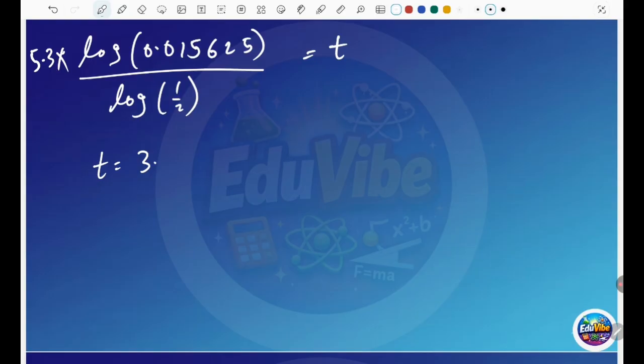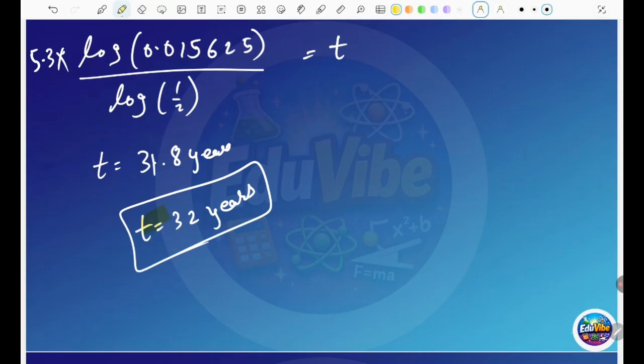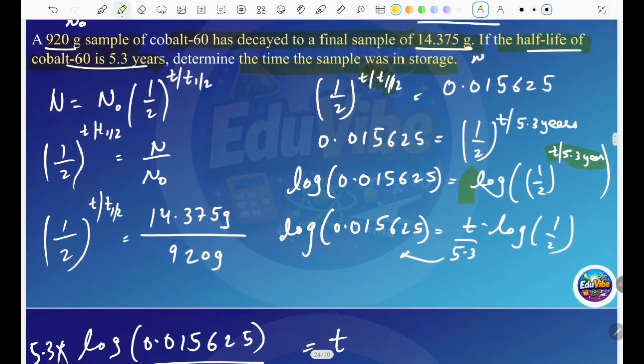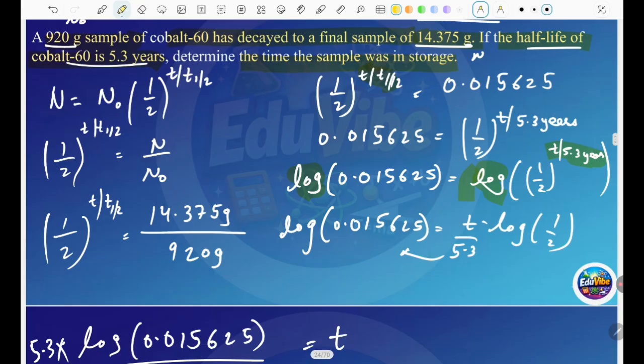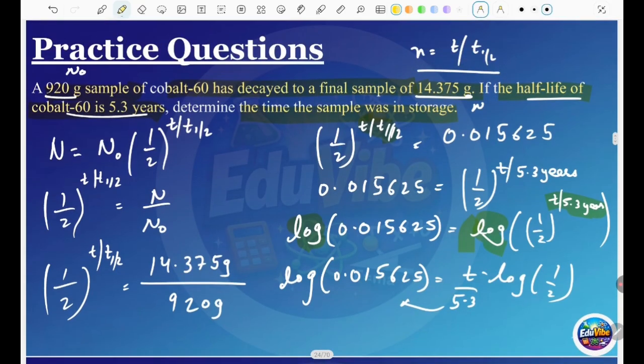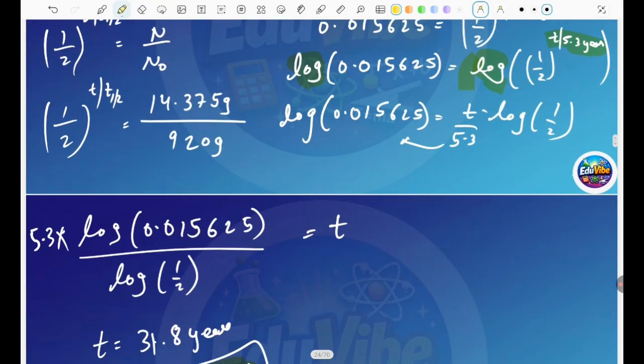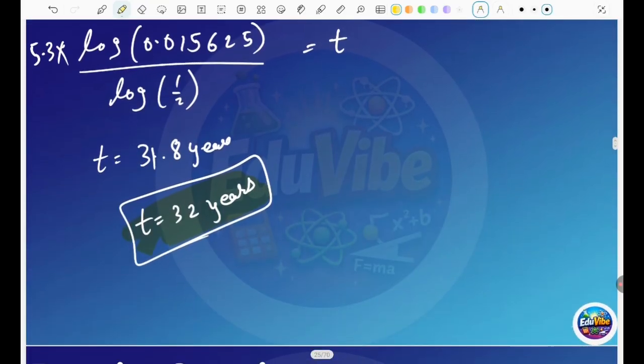So you set up all the things. When you calculate this, you have to do the log thing in your calculator. You get about 31.8 years, which is basically 32 years. So that's how you can find this. That log on both sides is very important when you do this type of question. When you use the approach of logs, the calculation is very easy, so you can use that approach too. So that's the answer for this.